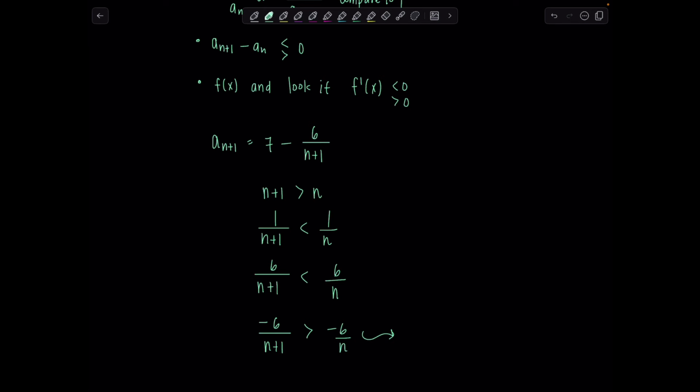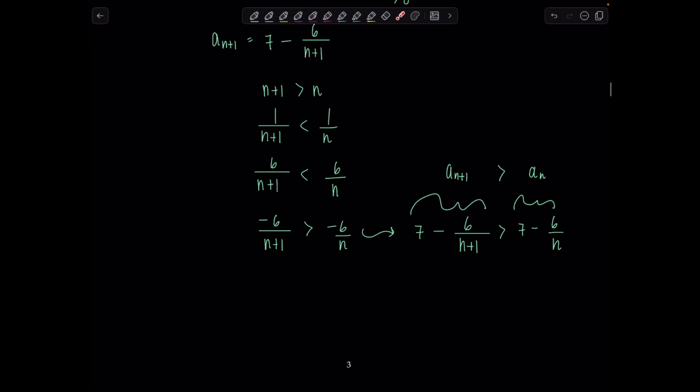And then if I add 7 to both sides, I've basically achieved my goal. So 7 minus 6 over n plus 1 is greater than 7 minus 6 over n. This is a sub n plus 1. I've shown that it's always greater than a sub n. Okay. What does that mean in terms of the sequence being monotonic? Well, if a sub n plus 1 is always greater than a sub n, that means the sequence is monotonic increasing.